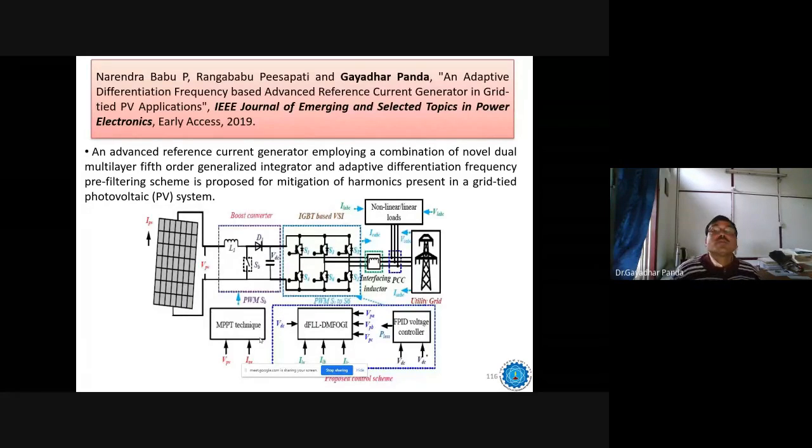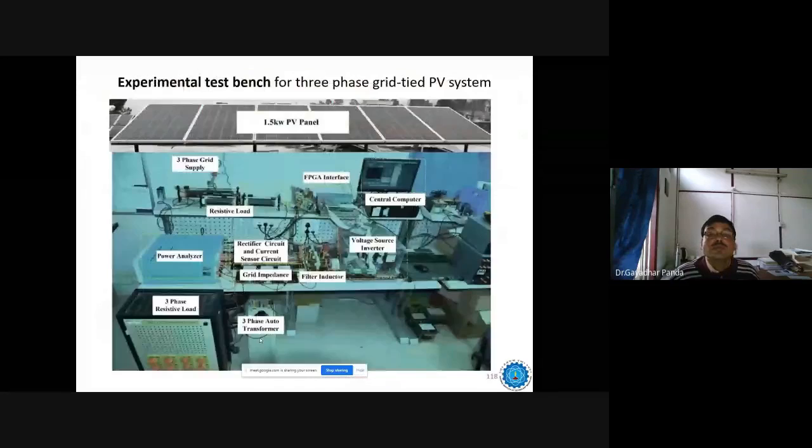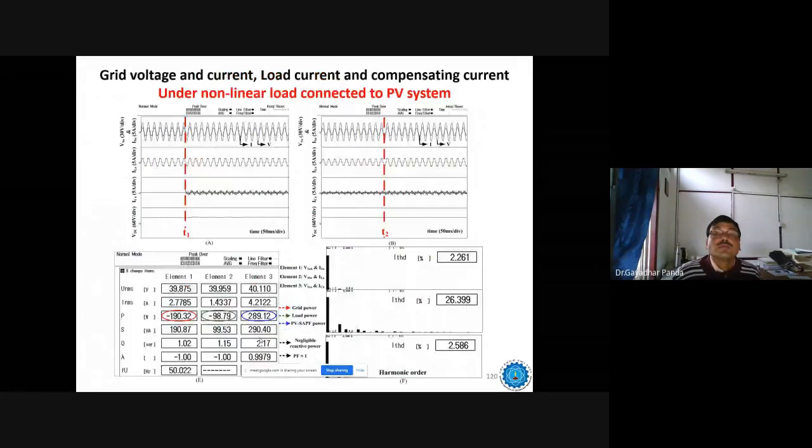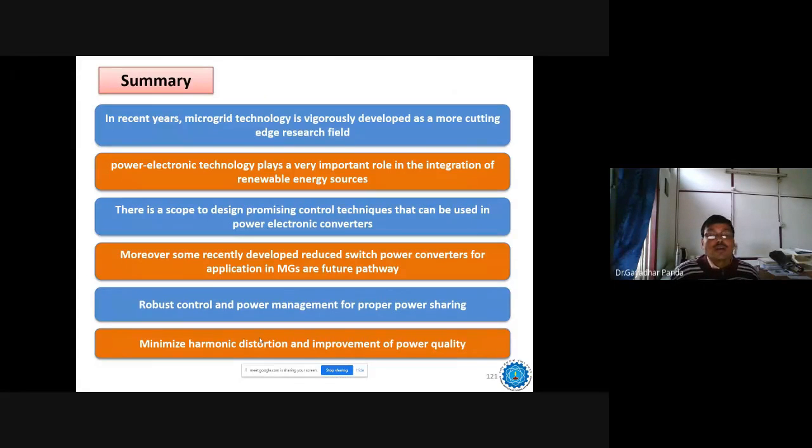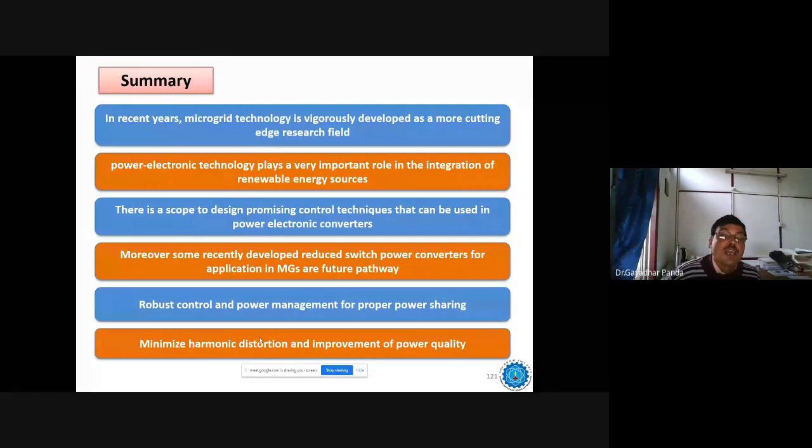Then here also one of the publications is on the same type of active power filter, and how the power quality can be improved. We will not be discussing much here, because participants who are interested can see our articles, and if they have any kind of issue, they can interact with us. We can provide support wherever possible.